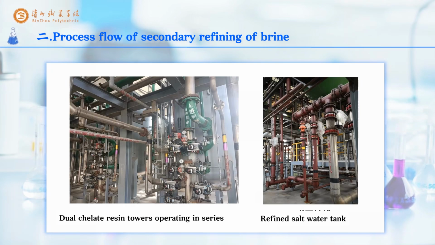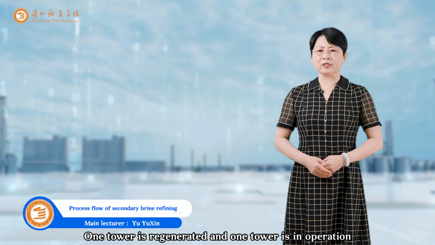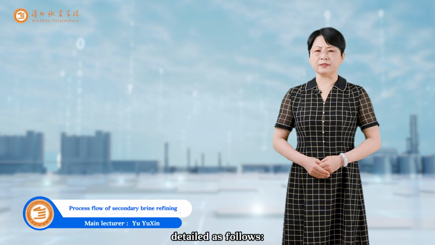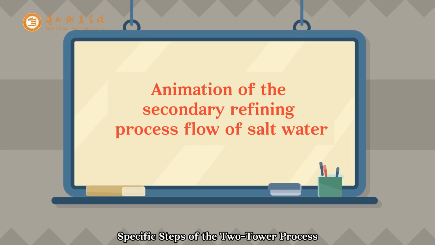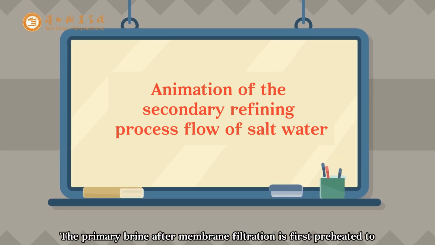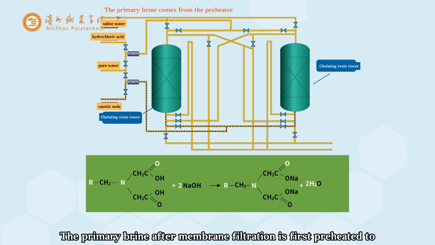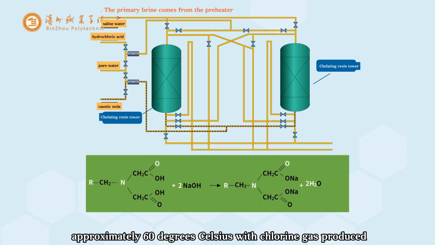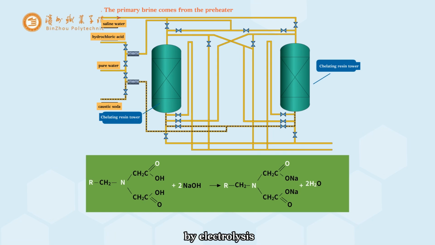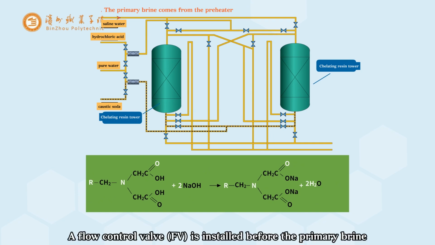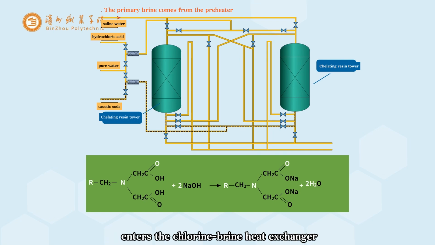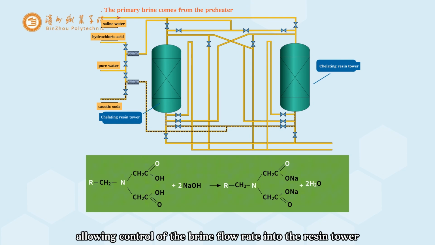In the 2-tower process, 1 tower is regenerated and 1 tower is in operation, detailed as follows. Specific steps of the 2-tower process. The primary brine, after membrane filtration, is first preheated to approximately 60 degrees Celsius with chlorine gas produced by electrolysis. Then it enters the resin tower. A flow control valve FV is installed before the primary brine enters the chlorine-brine heat exchanger, allowing control of the brine flow rate into the resin tower.